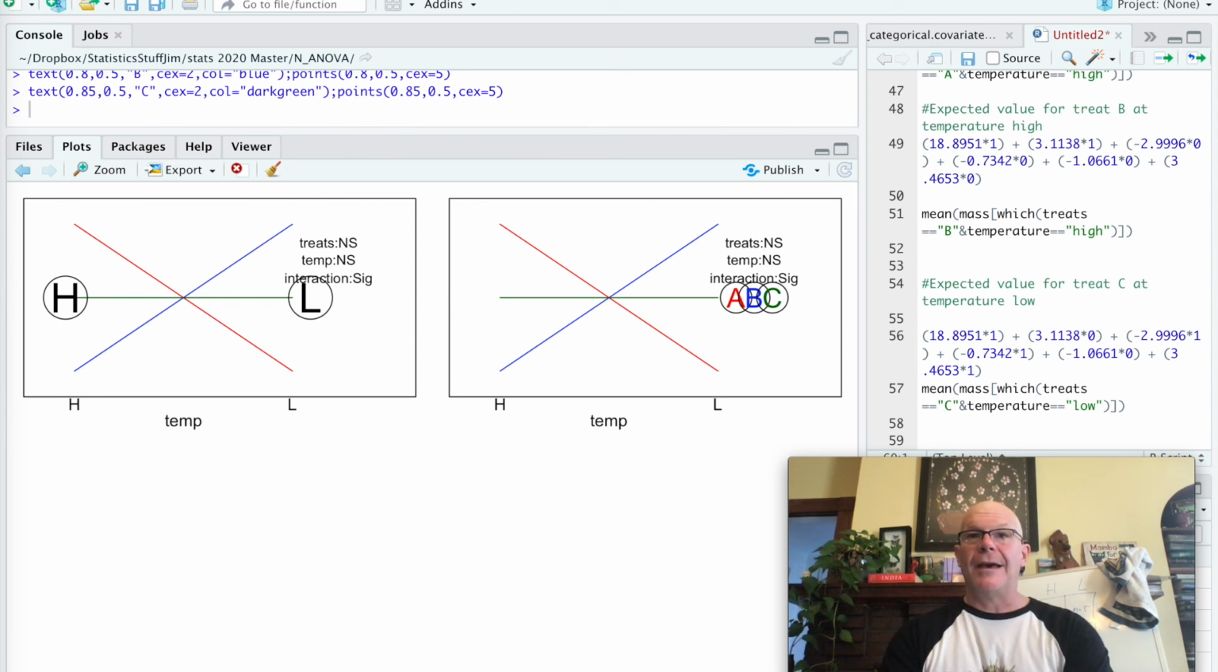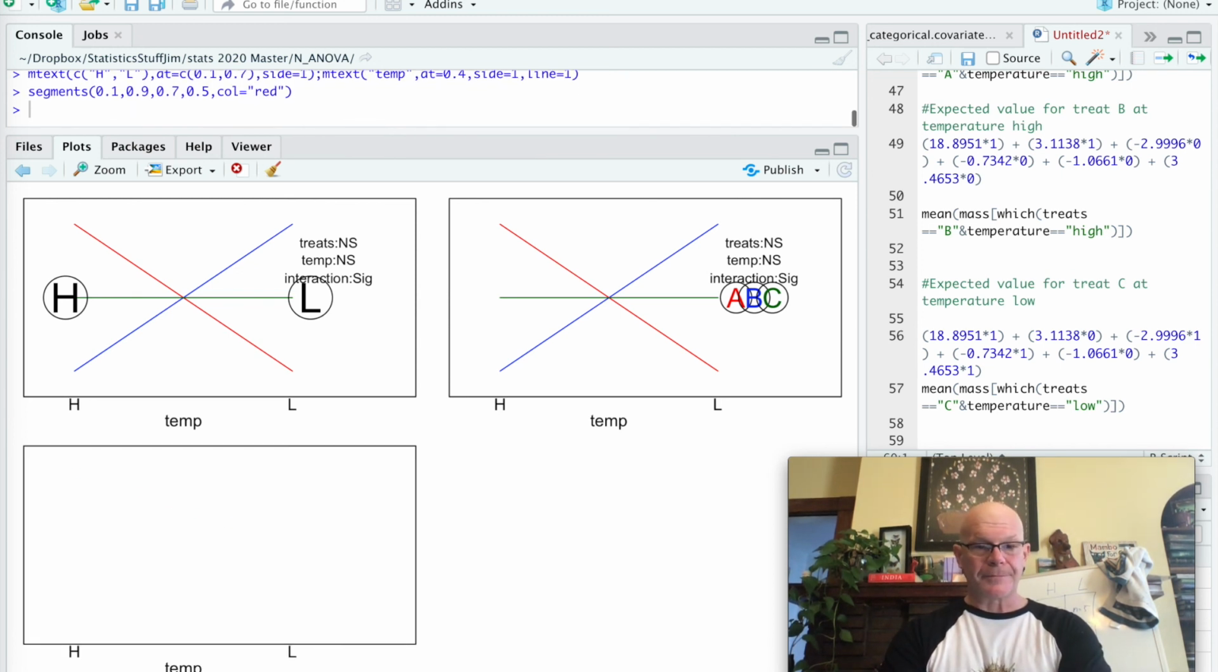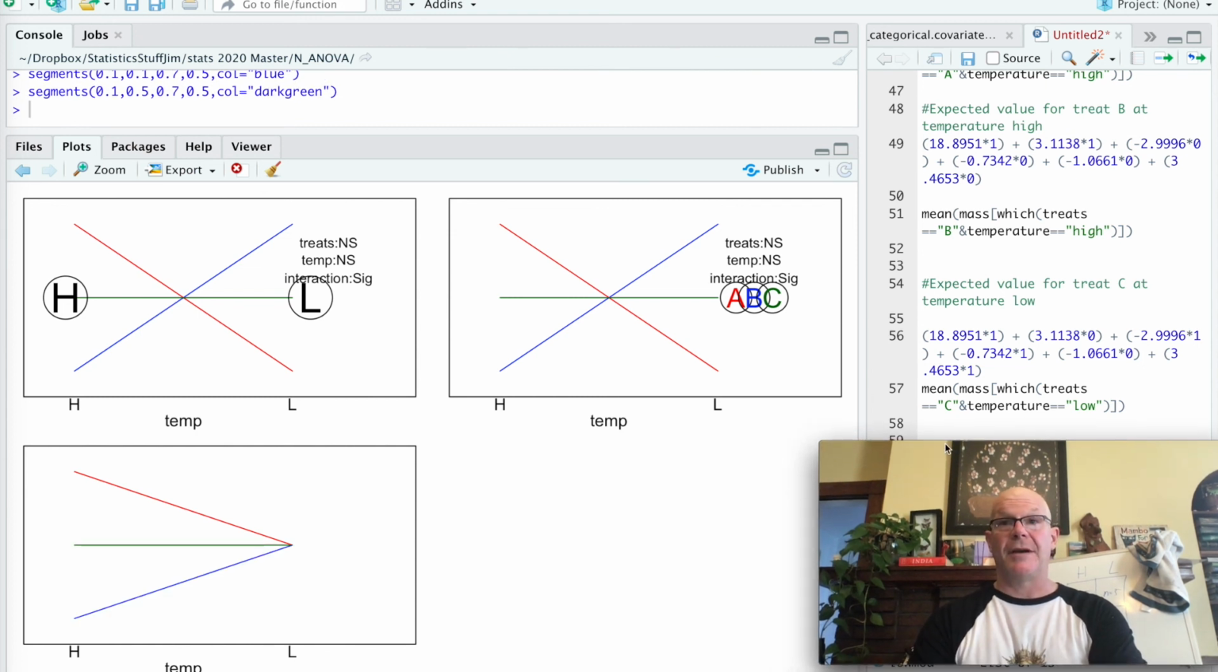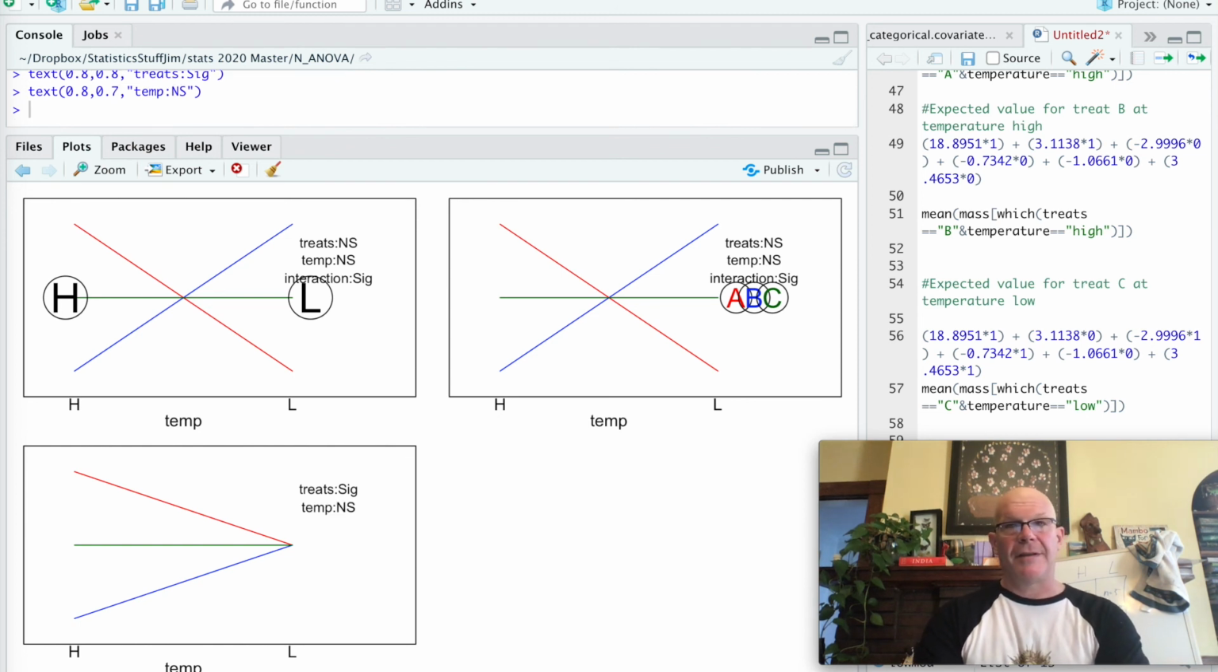And so let's look at one more example. Let's say that it looks something like this, and what the expectation might be. So if I were to look at this, I would guess that treatments would probably be significant, temperature probably not significant, and the interaction would be significant.